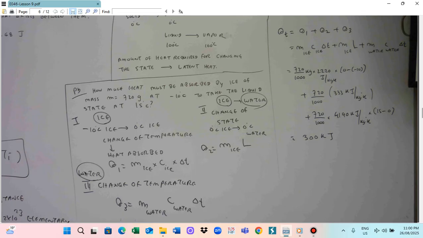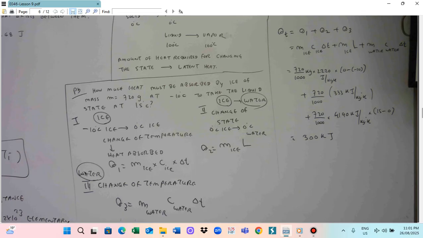So Q1 is equal to Mi multiplied by Ci into delta T. Q2 is equal to Mi into L. Q3 is M water, C water into delta T. So they have to be added. Firstly we have to calculate Mi. We got 720 grams, so we change 720 to kilograms: 720 divided by 1,000 kilogram.